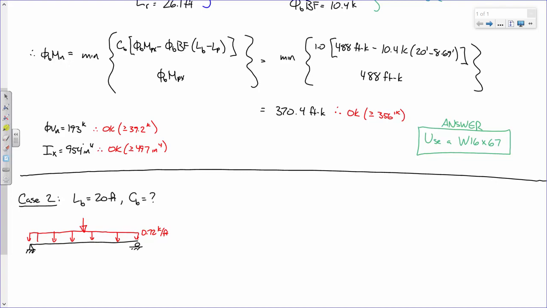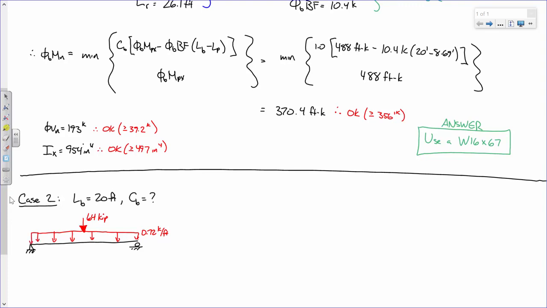Why are we using the load factor? You always use factored loads for C sub B. You always use factored loads. That's a good question. What was the point load in the middle? 64 kips. And that's after the load factor, because the problem states 40, but that's a service load, so 64 kips. Okay.